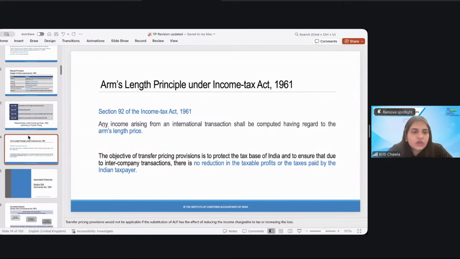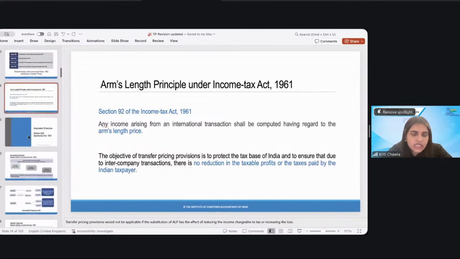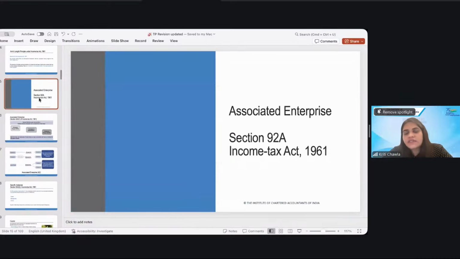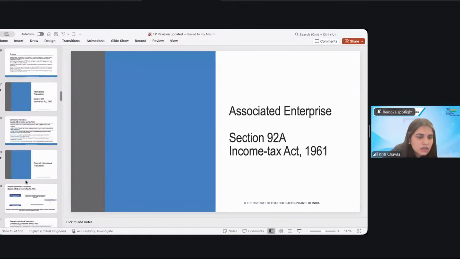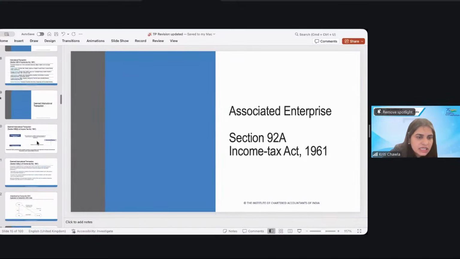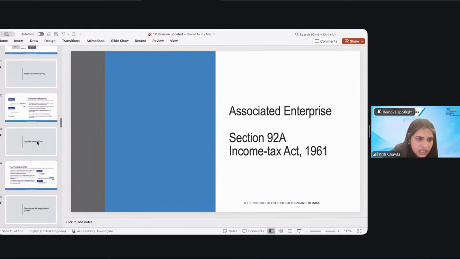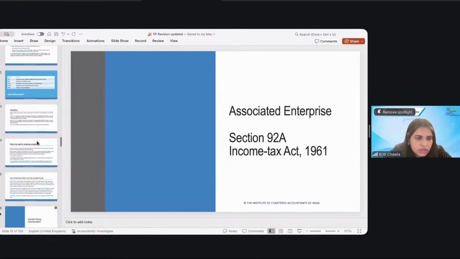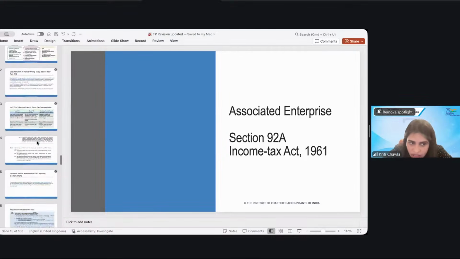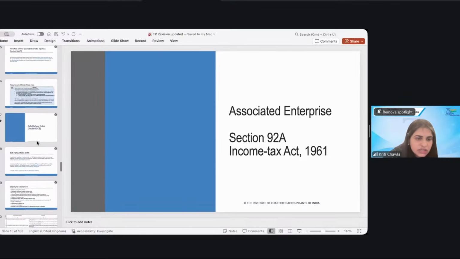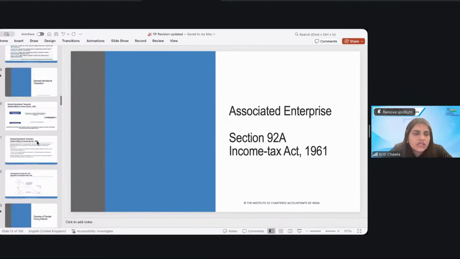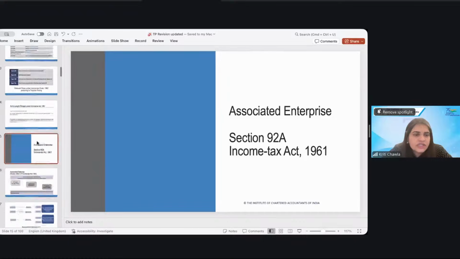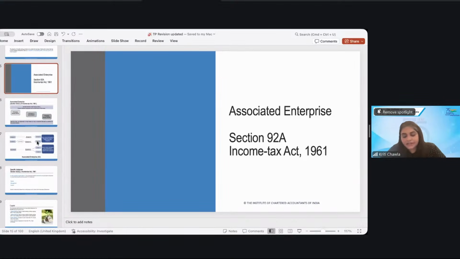Now, this was the overview of transfer pricing provisions in India. The next topic that we have for today is basically associated enterprises. After this, we will be discussing deemed international transactions. Then, the methods is what we will be discussing. And finally, we'll go into safe harbor rules. So, yes. We'll talk about the first thing, which is associated enterprises.